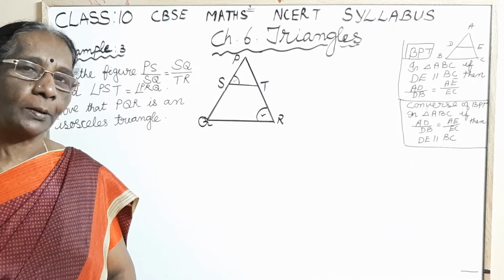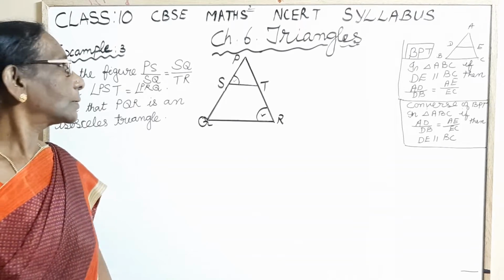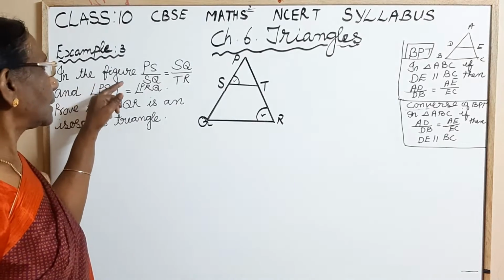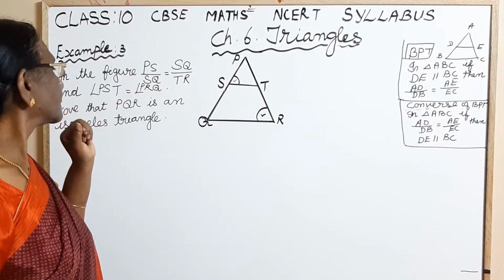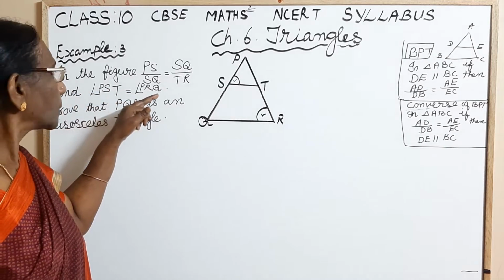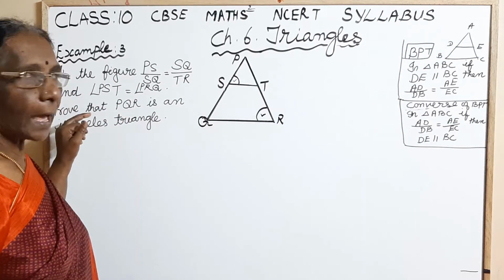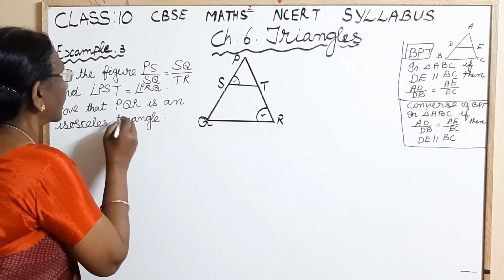In this session, we are going to continue chapter 6, Triangles, example 3. What's the question? In the figure, PS by SQ is equal to PT by TR and angle PST is equal to angle PRQ. Prove that PQR is an isosceles triangle.